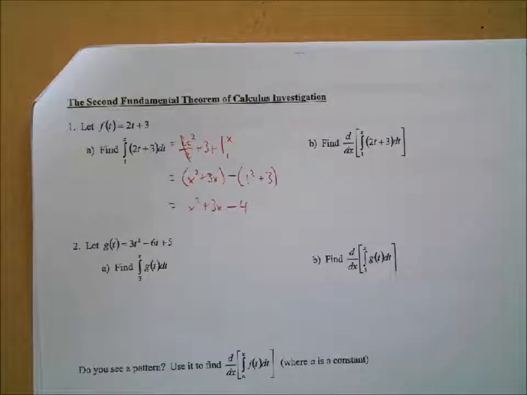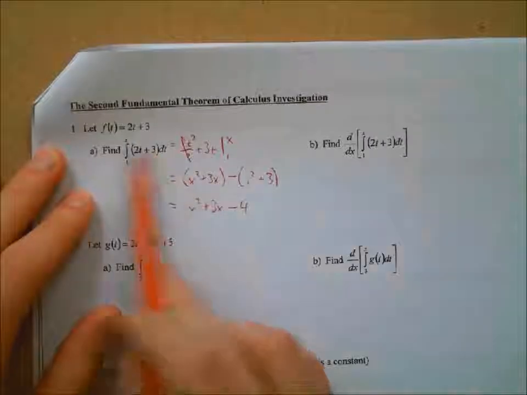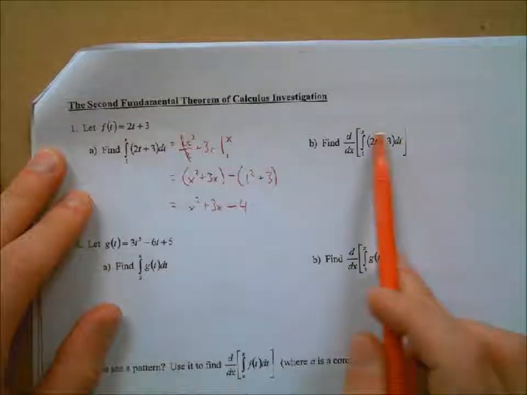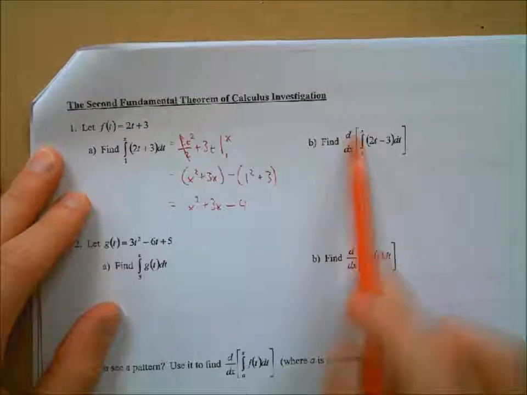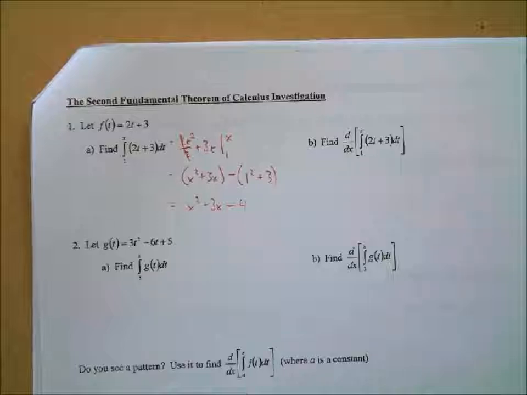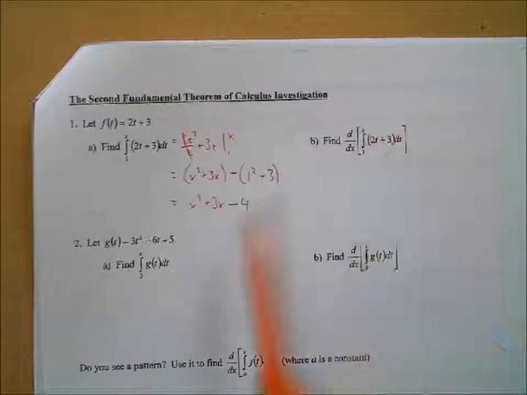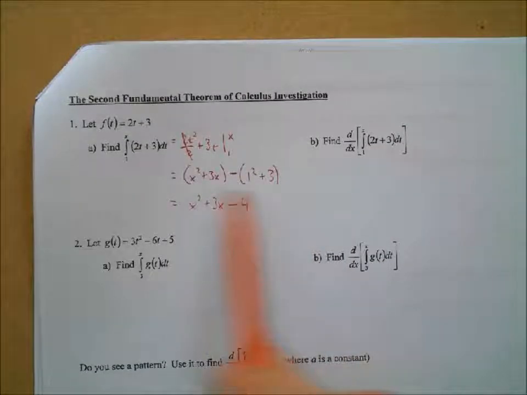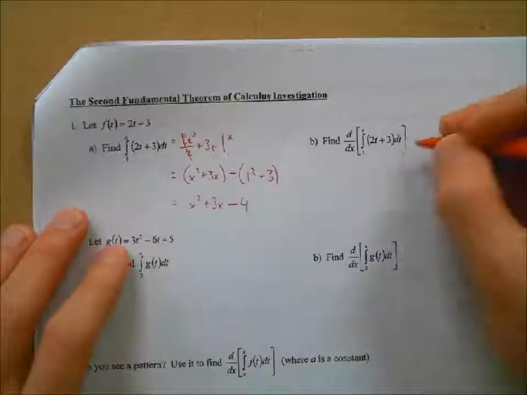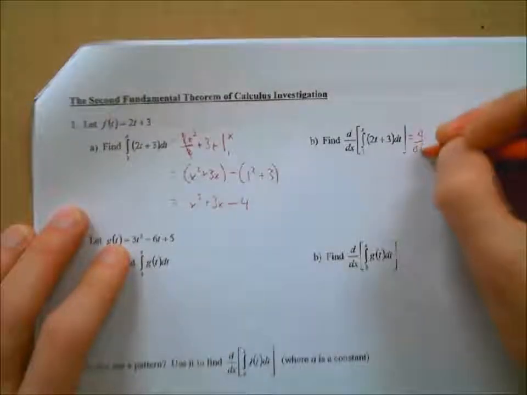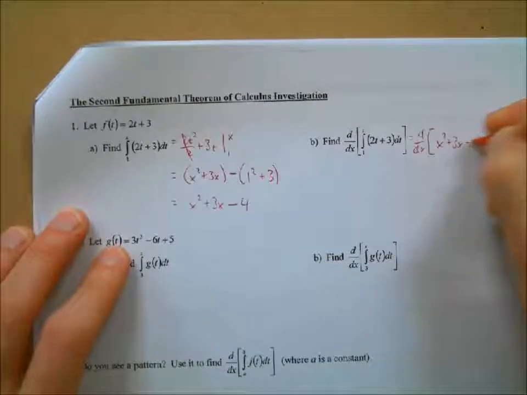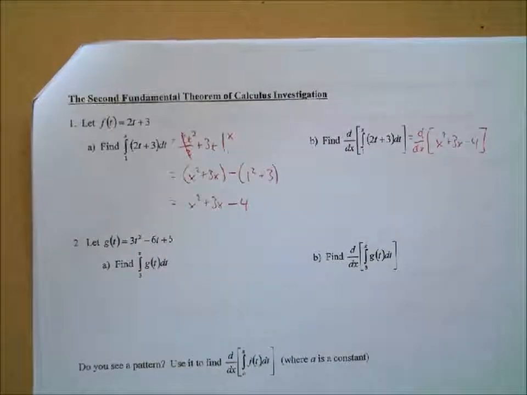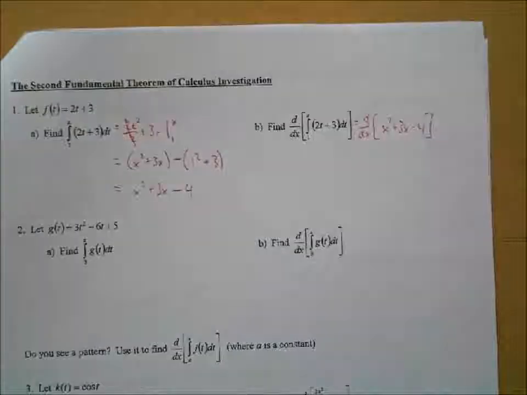Now, letter B, you'll see that very same integral from 1 to x of 2t plus 3 dt inside those square brackets right there, right? But what is this asking us to do? Take the derivative of that thing. We don't need to integrate this again. We already know what that answer is. So we can substitute in the x squared plus 3x minus 4. And so this is really just asking us to take the derivative of x squared plus 3x minus 4, with respect to x, of course.